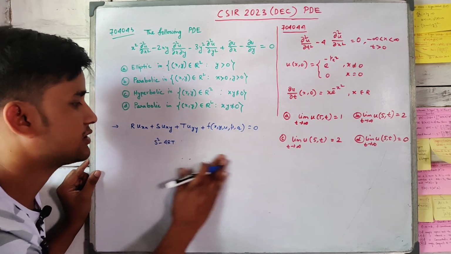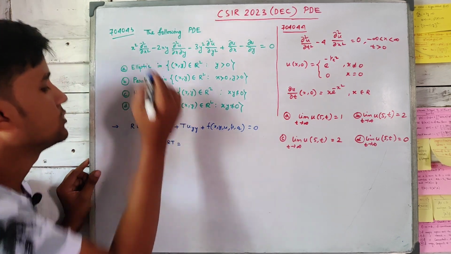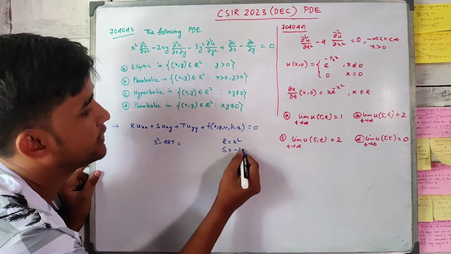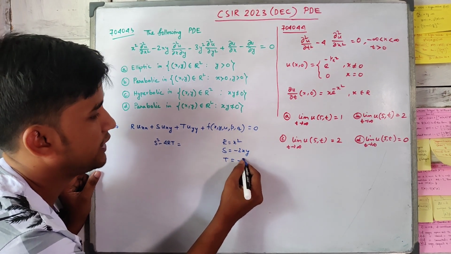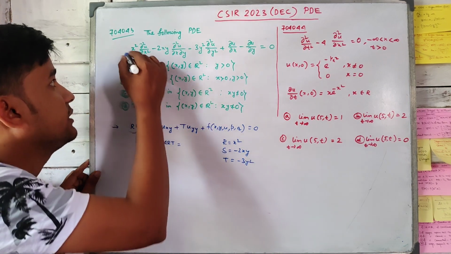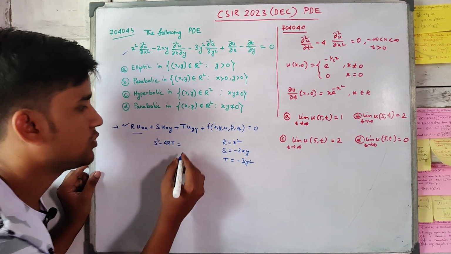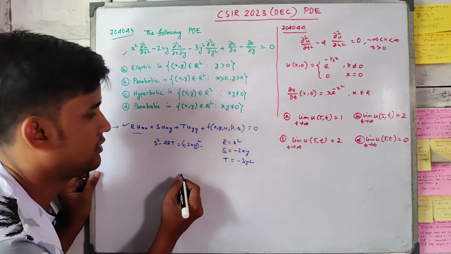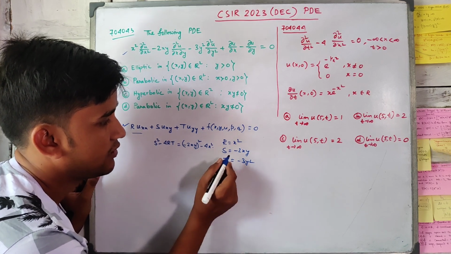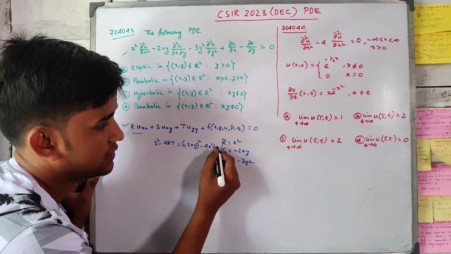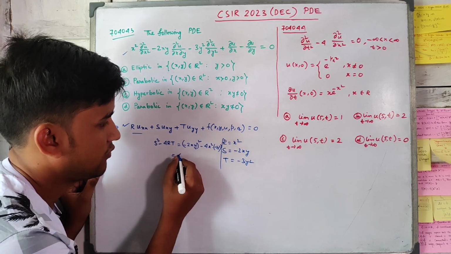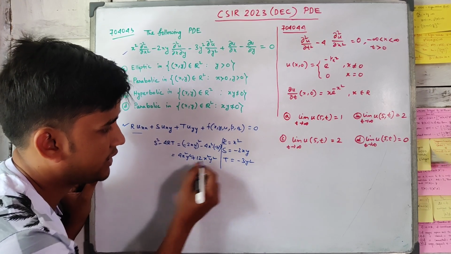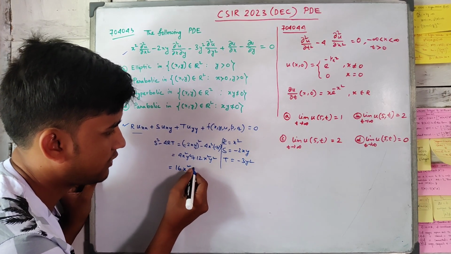Now we calculate the S square minus 4RT term. Here R equals x square, S equals minus 2xy and T equals minus 3y square, if we compare the given equation and this standard equation. So this is equal to minus 2xy whole square minus 4 times x square times minus 3y square. This is equal to 4x square y square plus 12 x square y square, so this is equal to 16 x square y square.